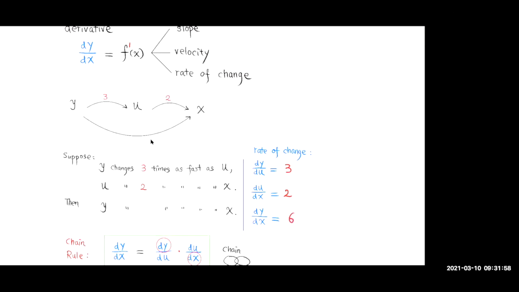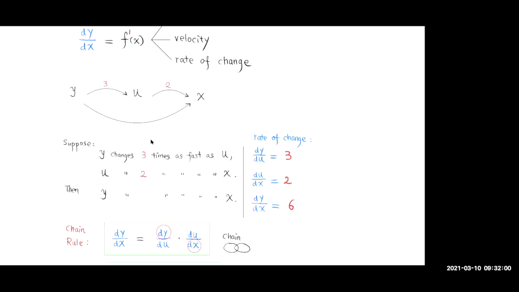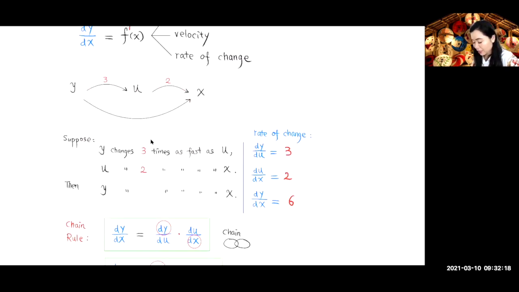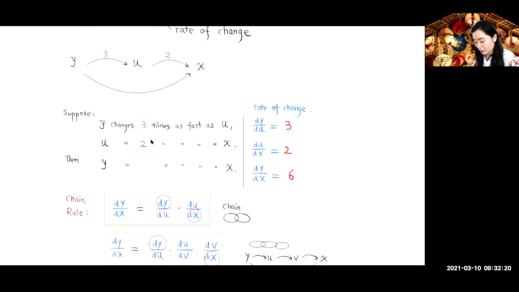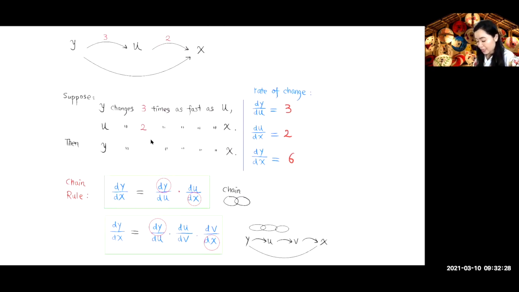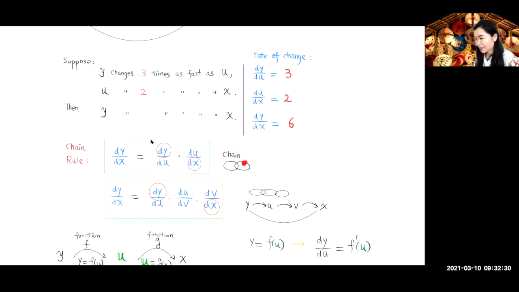I almost want to say 5. Well, this is how many times as fast, right? So this is 2 times as fast as this, and this is 3 times as fast as this. So you multiply them. So over here, dy/dx is equal to dy/du times du/dx. It's kind of like a chain over here.